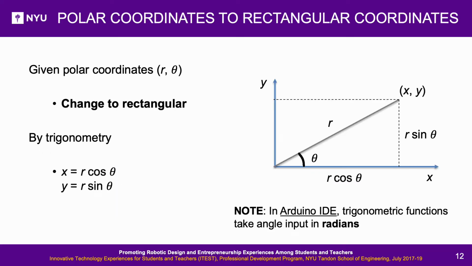Polar coordinates to rectangular coordinates. Given polar coordinates r and theta, it can be converted to rectangular coordinates using the given formulae: x equals r times cos of theta and y equals r times sine of theta. Note that in Arduino IDE, trigonometric functions take angle input in radians.